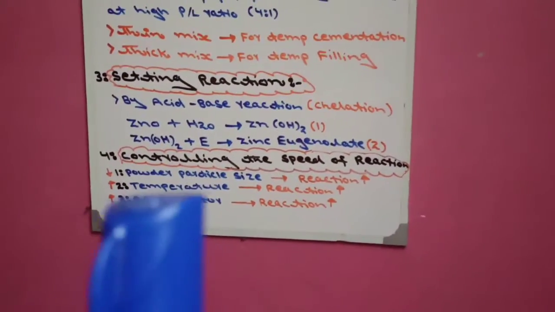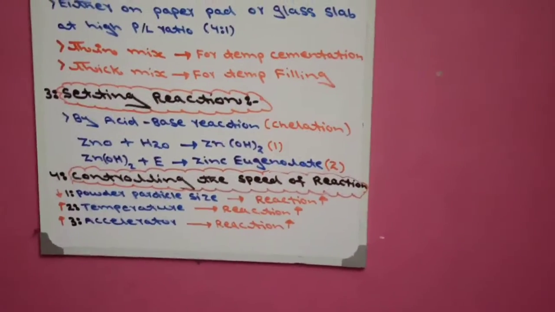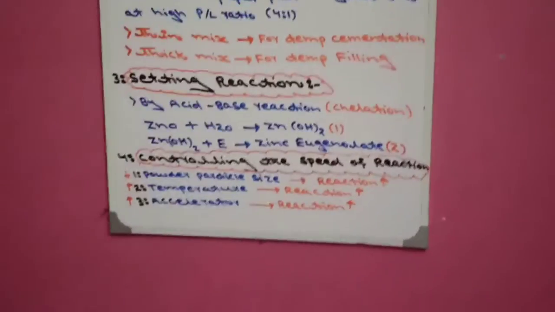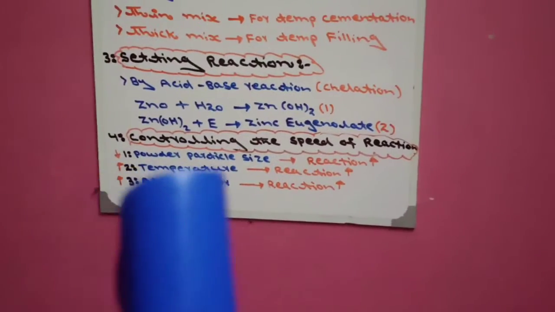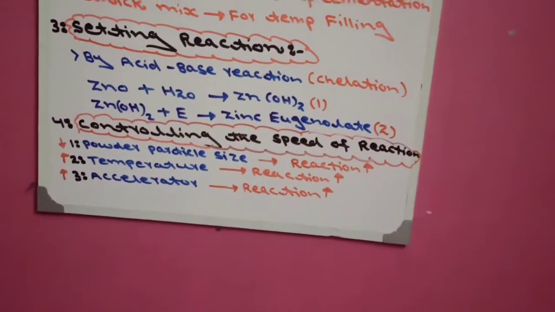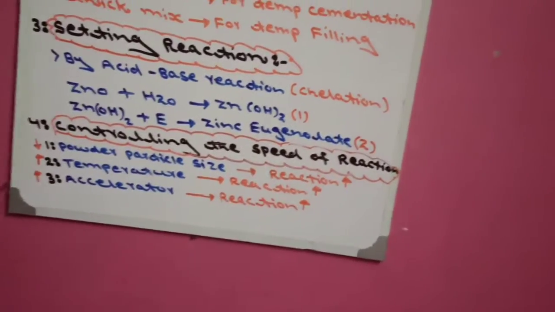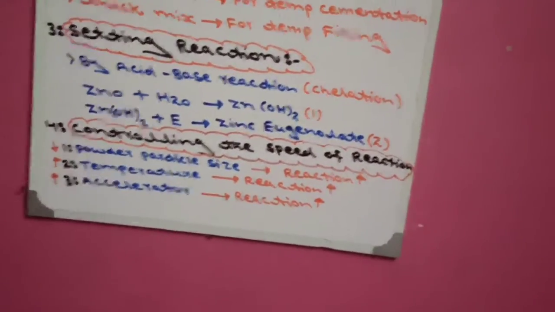Now come to controlling the speed of reaction. Which factors control the speed of reaction? There are three factors. Number one, powder particle size. If powder particle size is small, it will react very easily with each other. It reacts very fast with water. The reaction will be fast.